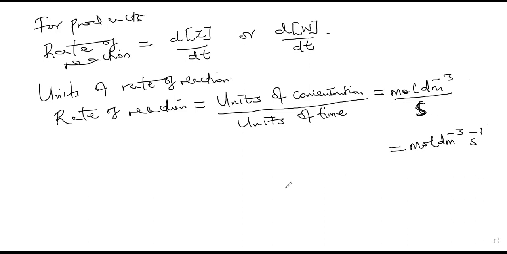Else, if you're given grams per liter, and maybe over time, here the concentration will be grams per liter per second. So we need to mind about which units of concentration have been given. But because in any case we divide by time, it has to be over seconds.